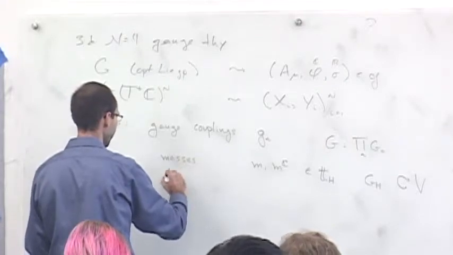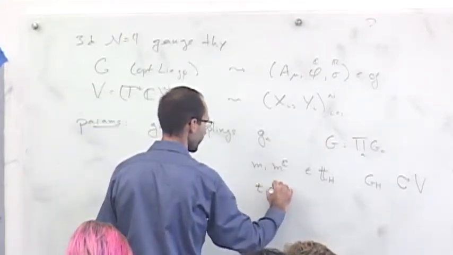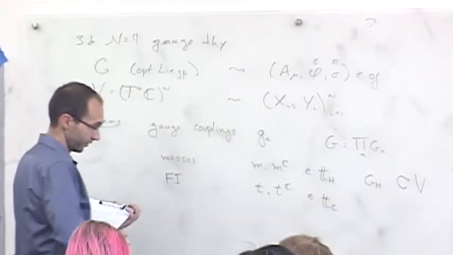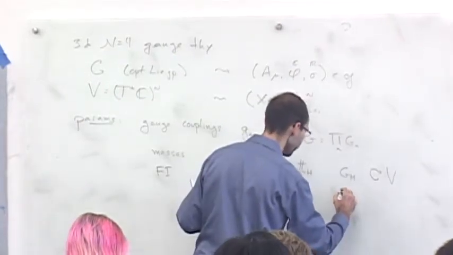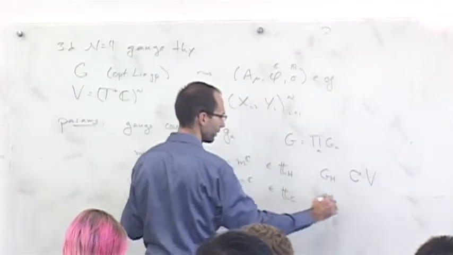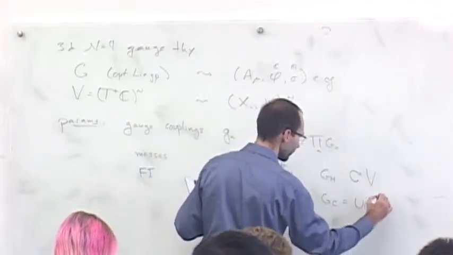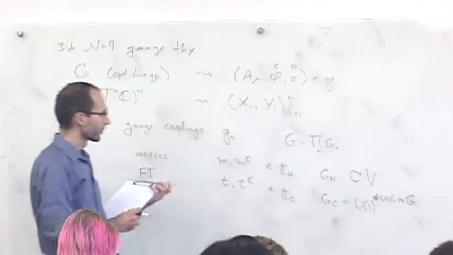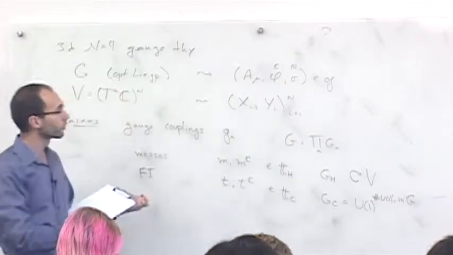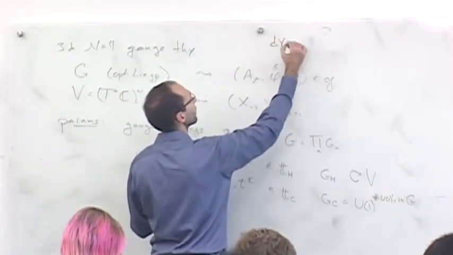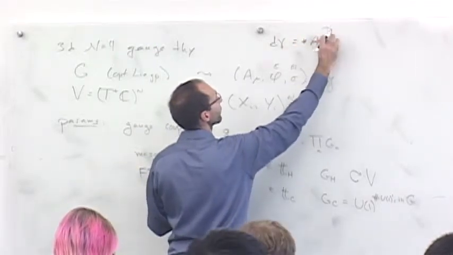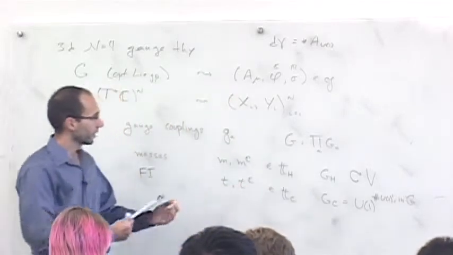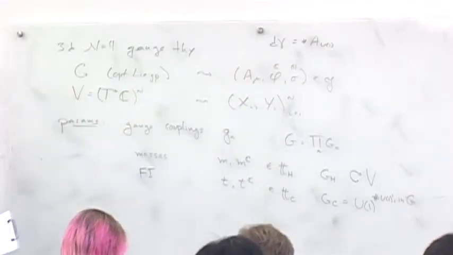And FI parameters, real and complex, that live in a Cartan of the isometry group of the vector multiplets, G Coulomb, which classically is U(1) to the number of U(1)s in the gauge group. Recall that for every U(1) in the gauge group, we can dualize the gauge connection to a scalar, and this global symmetry group acts by shifting those periodic scalars.